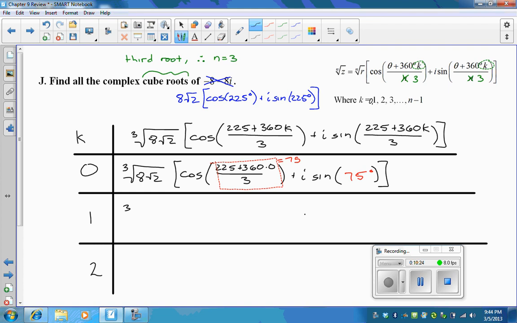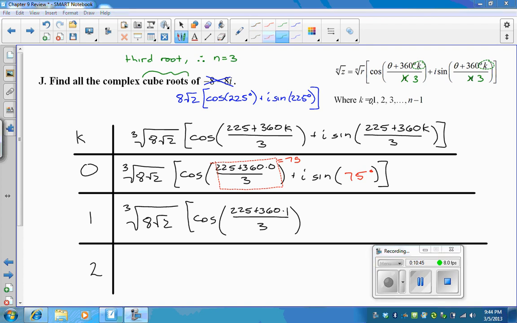So the cube root of 8 square root of 2, and then it's the cosine of 225 plus 360 times 1, all divided by 3. And I'm going to go ahead and punch that in right now. And when you punch that in, you get 195 degrees. And it's going to be the exact same angle for sine, so that equals 195. And that's the same angle that you'll have for sine, so it'll be i sine of 195.